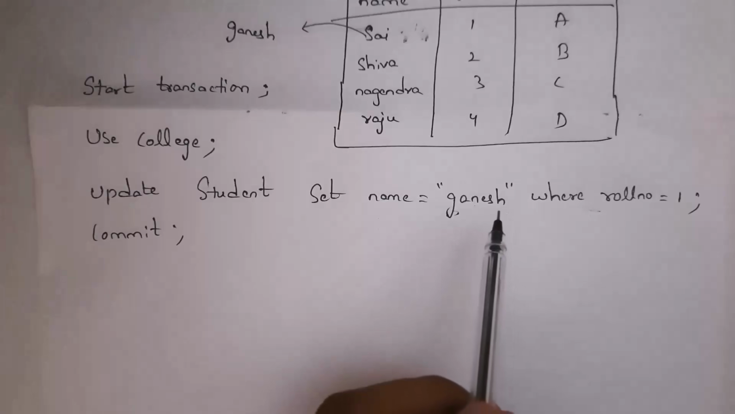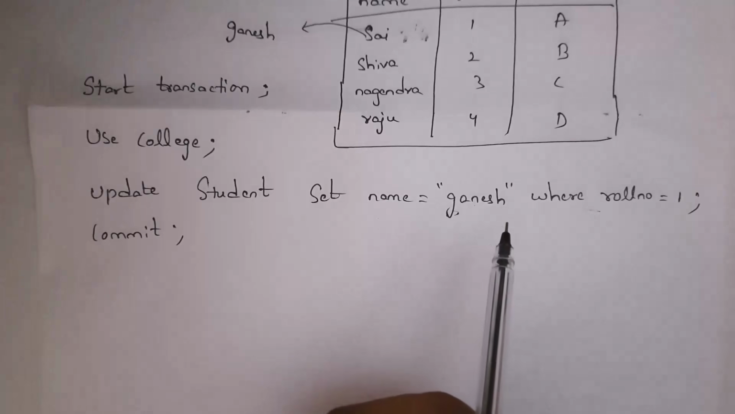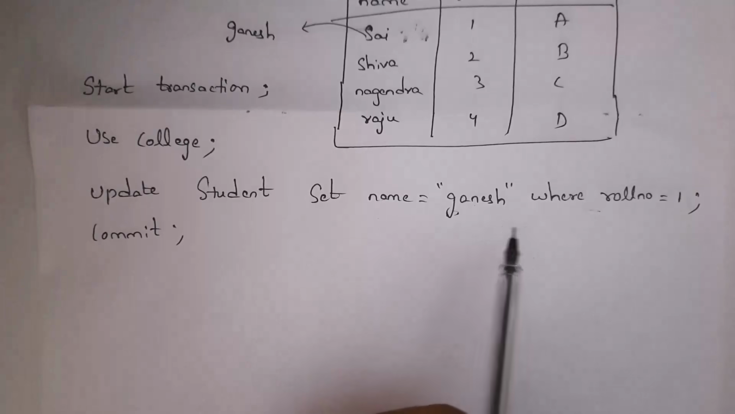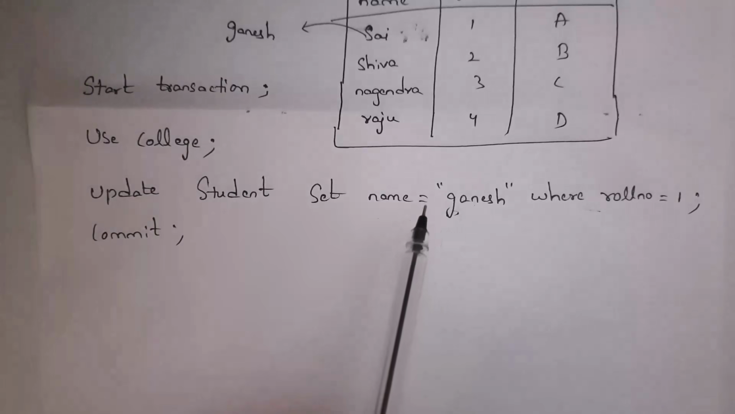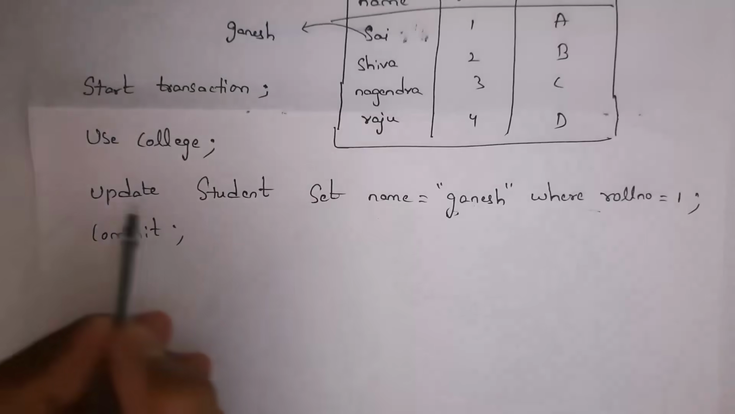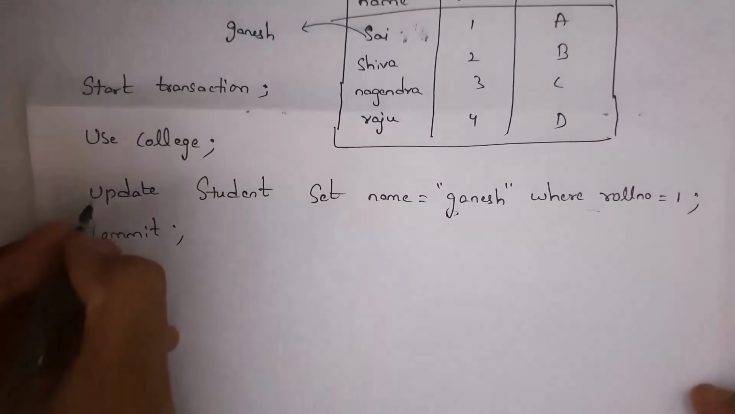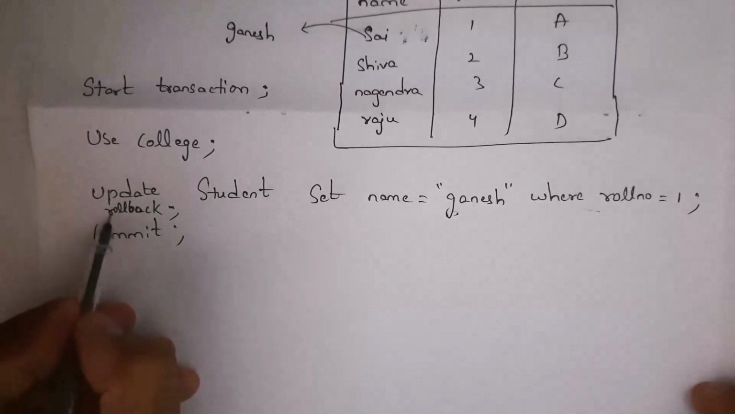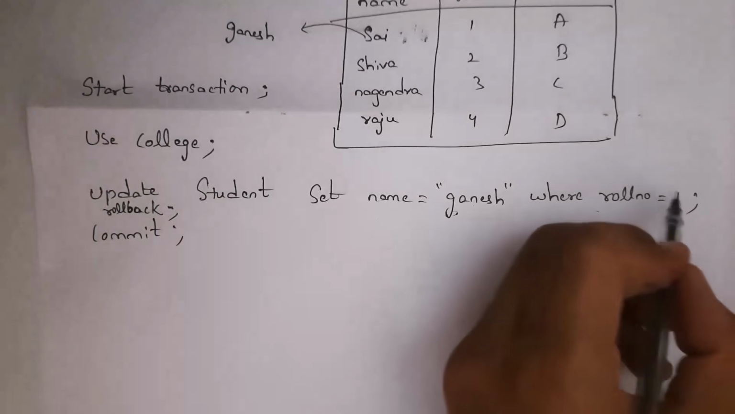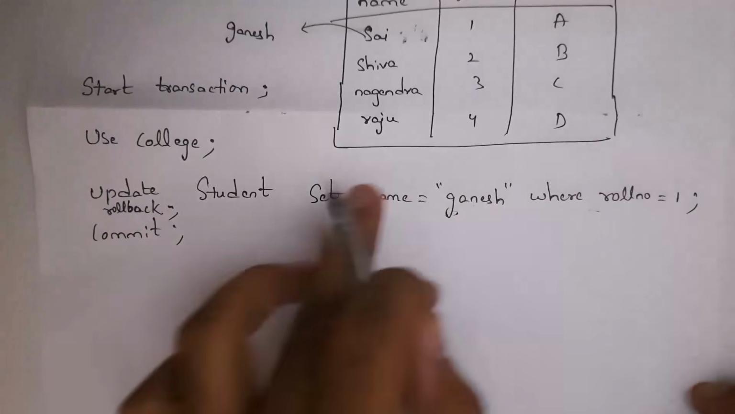I written this transaction. Now I changed my mind. That is, I don't want to change name Sai to Ganesh. Now I want to undo this transaction. In order to undo any transaction, you can use rollback. So just after writing this transaction, just write here rollback and give semicolon and click enter. Whenever you write here rollback, it will undo this operation. That is, this operation will not take place.